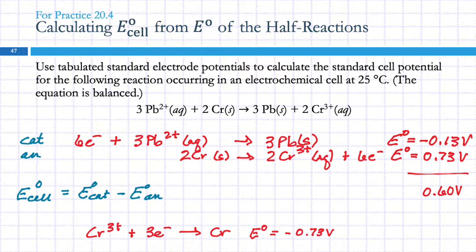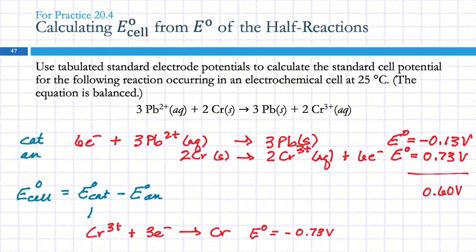That's not right. Oxidation is loss of electrons. Oxidation occurs at the anode. Reduction is gain of electrons. Red cap: reduction occurs at the cathode. Oh, I know the problem. I changed the sign on this one over here because I was doing it the other way.